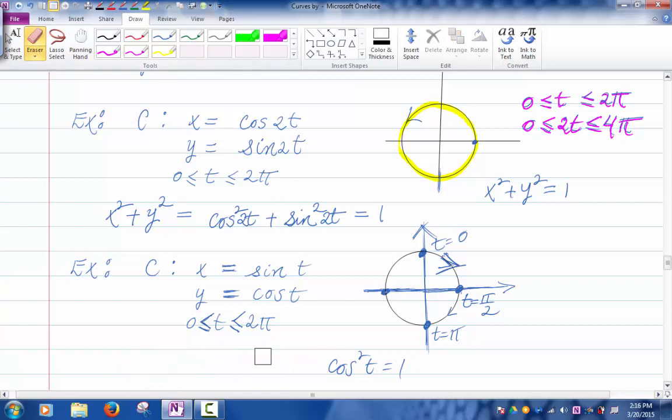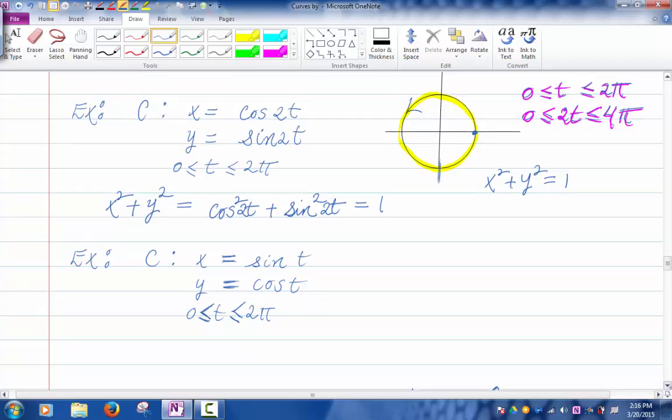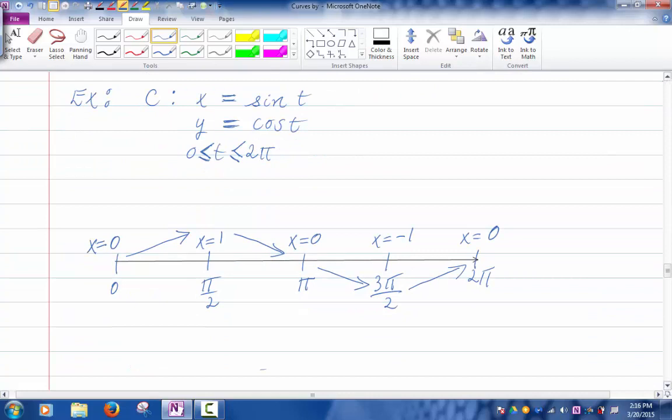I am going to delete this for a second because I need a fresher picture here. Okay, so let's look again at the orientation. In the last example, it was counterclockwise. Now I'm going to look at the next problem here. x is sine t, y is cosine t, t is between 0 and 2 pi. How is it different from the first problem? The definitions for x and y are switched, right? Now x is sine, not cosine. What would this curve be?